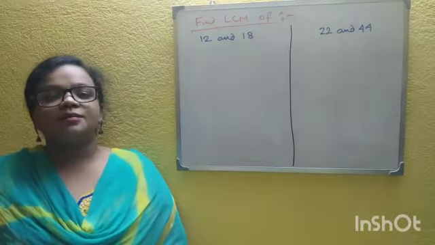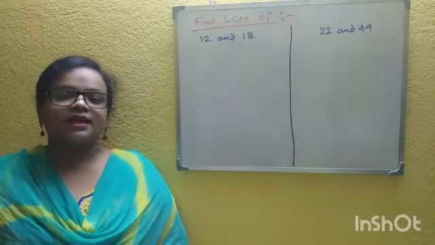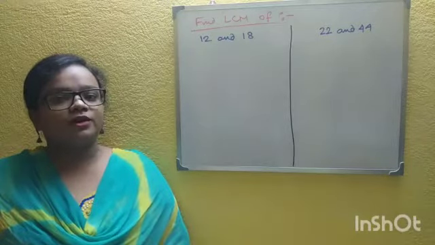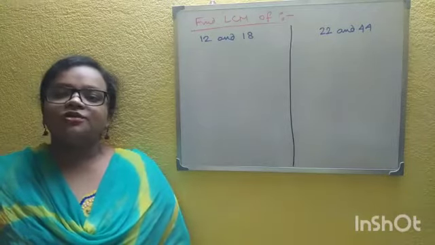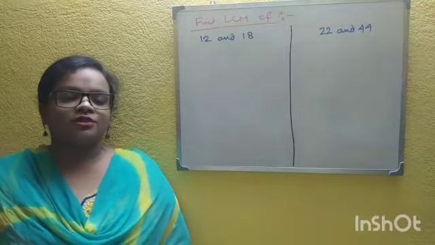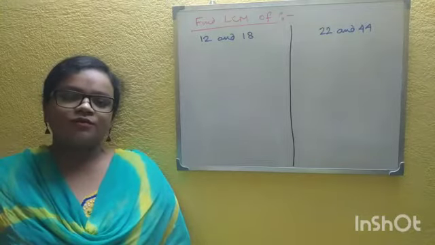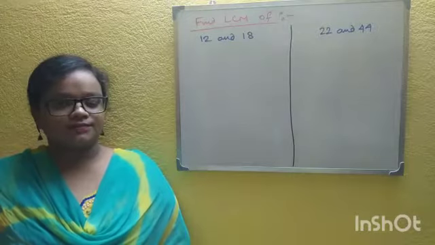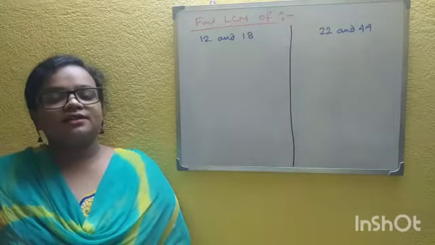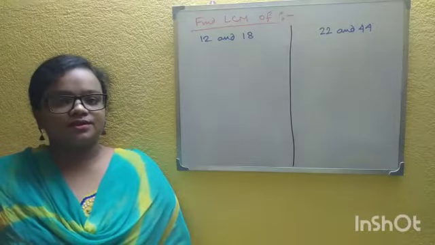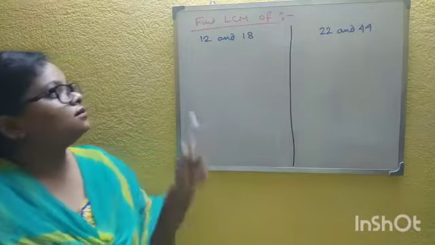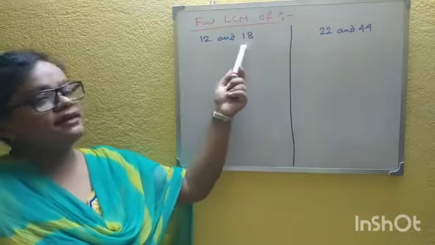Students, there are many methods to find LCM of two or more numbers. We are going to use the common division method to find LCM of two or more numbers. First, let's find LCM of two numbers. Find LCM of 12 and 18.